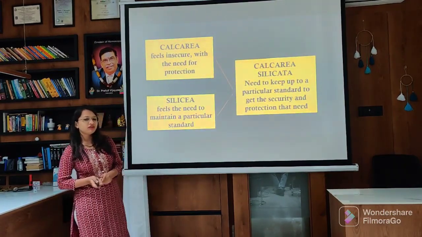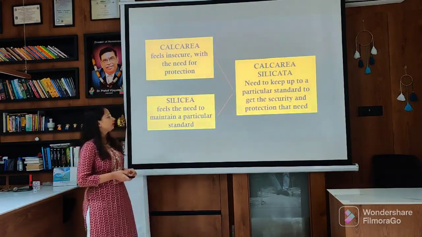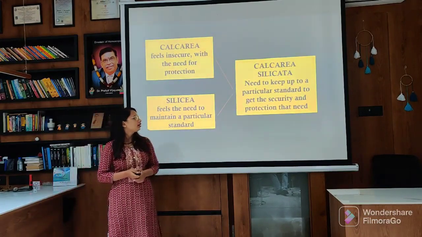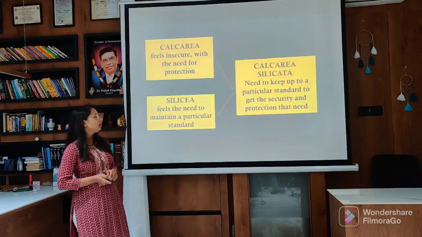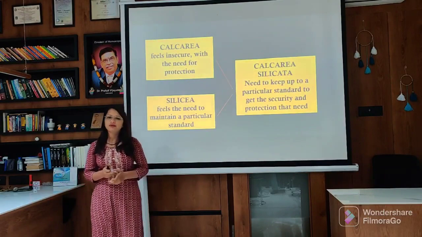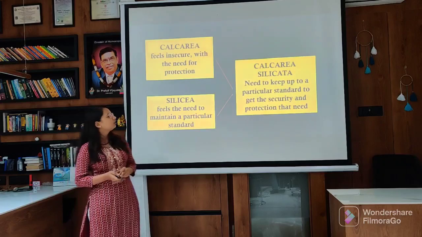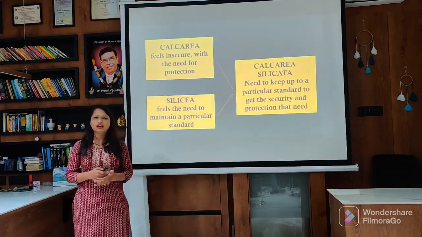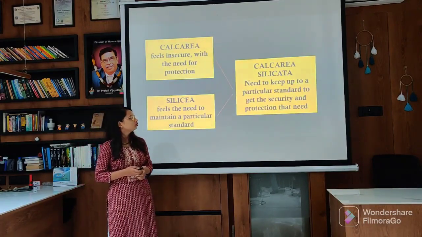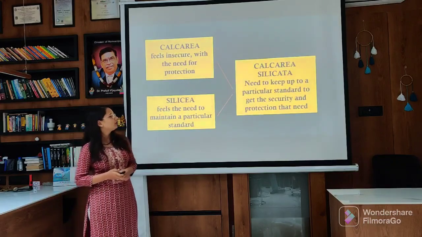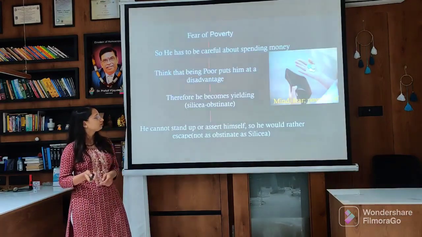Silica feels they need to maintain a particular standard. So Calcarea silicata feels that they need to keep up to a particular standard to get the security and protection that they need. In most Indian middle class families, parents have more expectation from their child. The child should fulfill their expectations, so they get protection. They need to fulfill the expectations of their parents who give them protection.